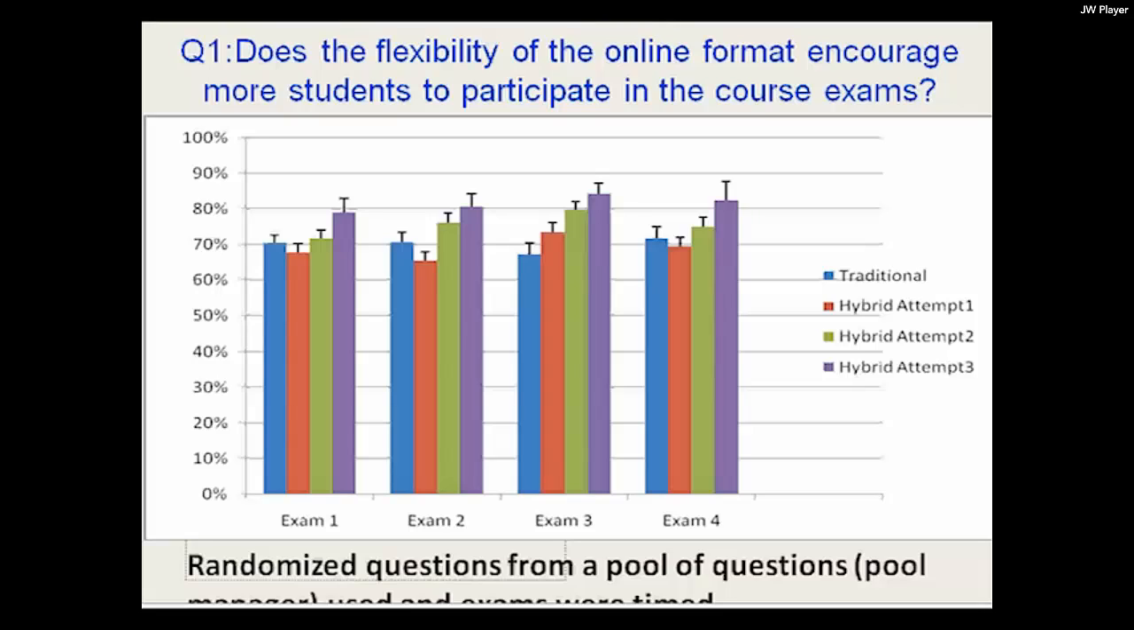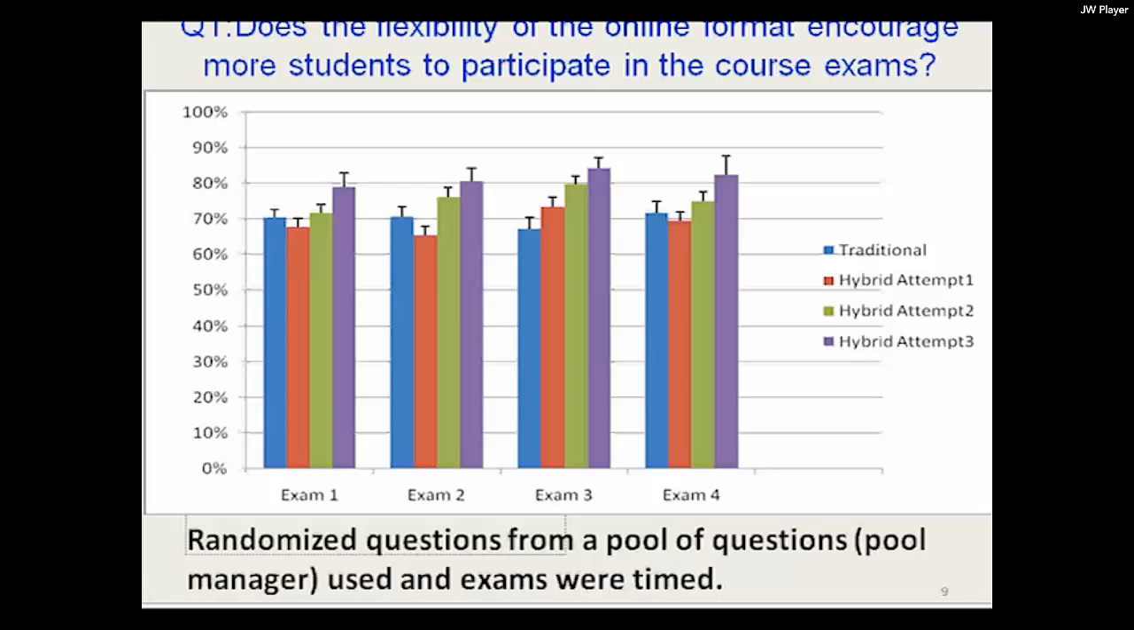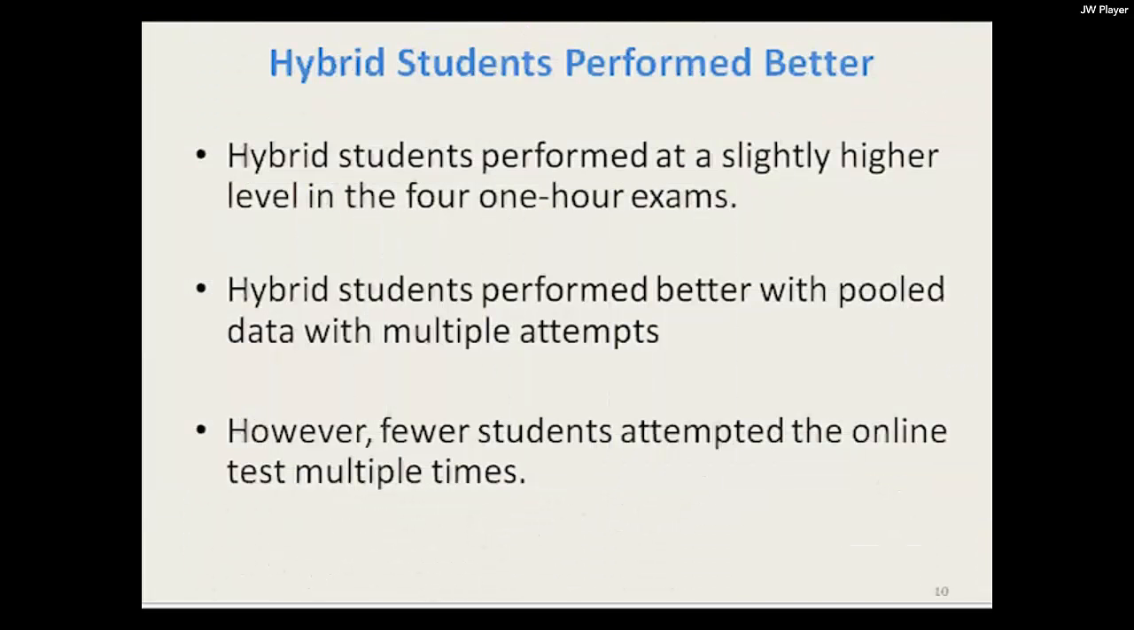I would like to make it clear that these questions were randomized from a pool of questions using a tool in Blackboard called Pool Manager, so that the students were seeing different questions each time. It's important to randomize the questions. The exams were also timed. So flexibility meant, as you can see here, slight improvements in the performance of the hybrid students. You can see hybrid test 3, for example, is better than 2, which is better than 1. So the hybrid students performed slightly better in the four exams.